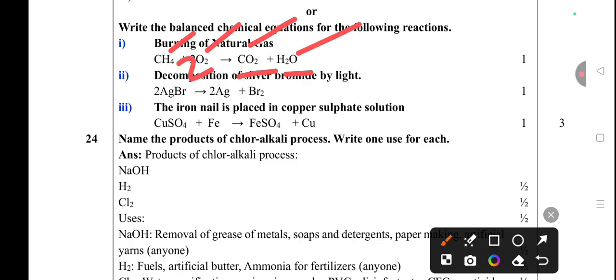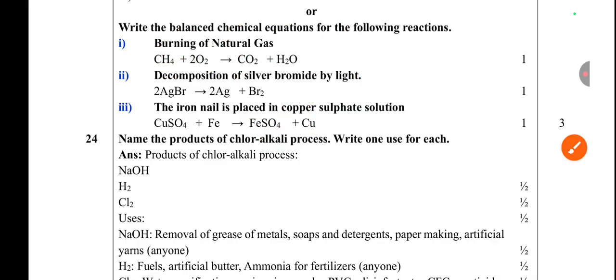Oxygen is not balanced, because here 2, here 1, 3 are there. To balance oxygen, here also we took a 2. Then 2 plus 2, 4 it turned. Then whenever we took 2 here, hydrogen turned into 4. Here also hydrogen 4, carbon 1, carbon 1. Remaining all things are correct.